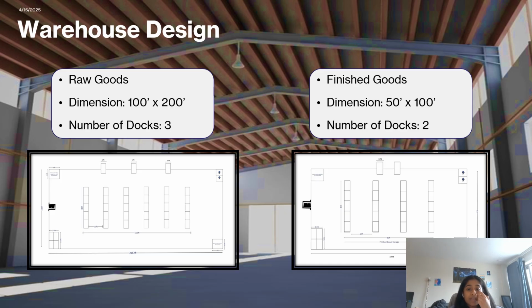We decided to also have some safety stock for each product aside from the daily demand. And also, we went with different pallet sizes for our finished and raw goods based on their different box sizes. After our calculations, we have a raw material storage with a dimension of 100 feet in length and 200 feet in width. For our finished goods, we have 50 feet in length and 100 feet in width. To accommodate the movement of materials, we have 3 docks in our raw material storage and 2 docks in our finished goods storage.